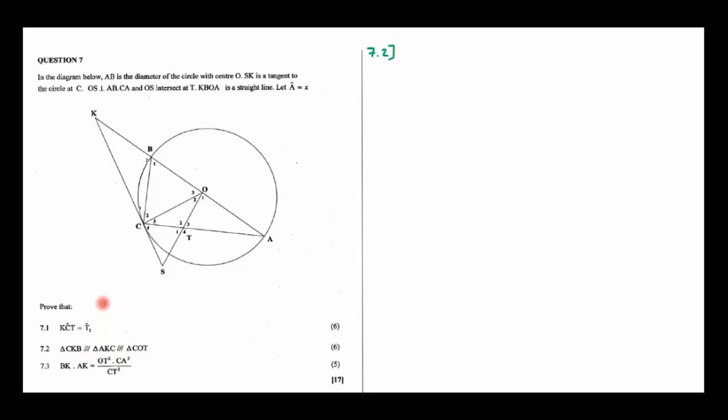So now what are we going to do here to prove this? The first thing that I'm going to do is you need to write this in bold, right? So now this is what I'm going to do. We're trying to prove here triangle C. Notice that I'm going to open up spaces here, and I want to explain why. So we're trying to prove that triangle CKB is similar to triangle AKC, which is similar to triangle COT.